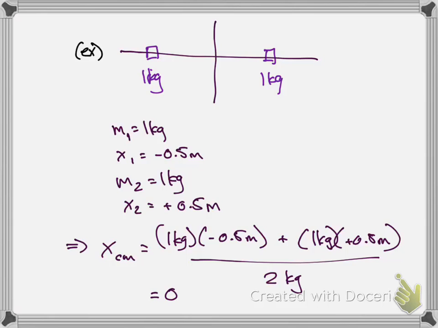Does that make sense? It's a different answer than last time. Last time it was 0.5. Well, yes, because it's a different axis. 0 is at the center between the two. So it's just relative to wherever you choose your 0.